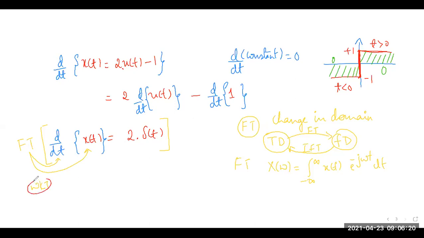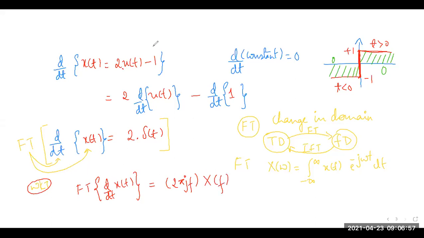So we know that if we apply Fourier transform onto d by dt of some differentiated signal, this is equal to 2 pi j f of capital X of f.